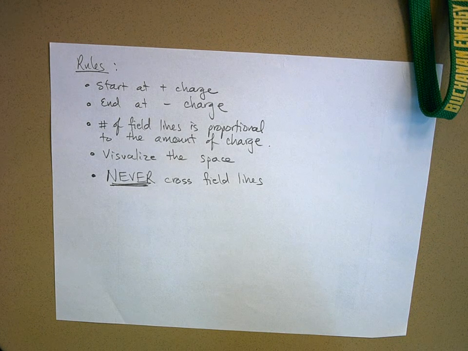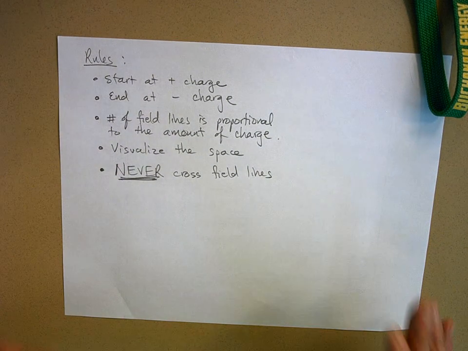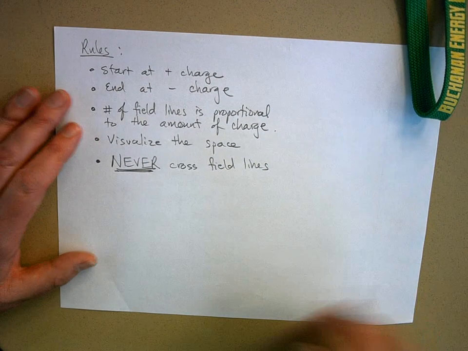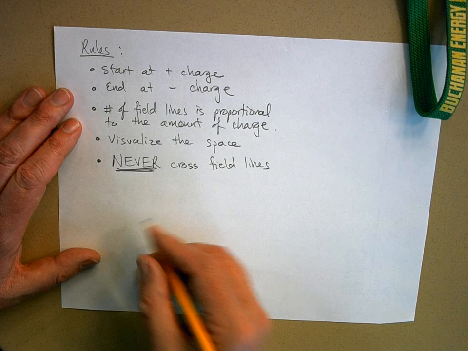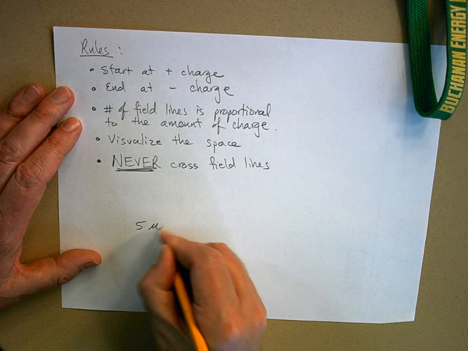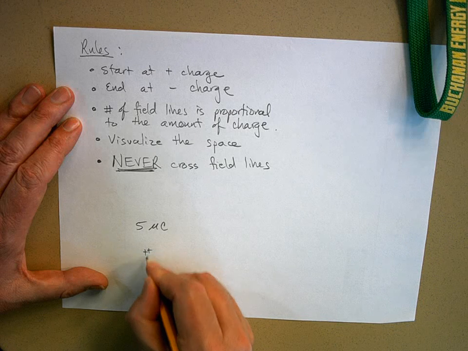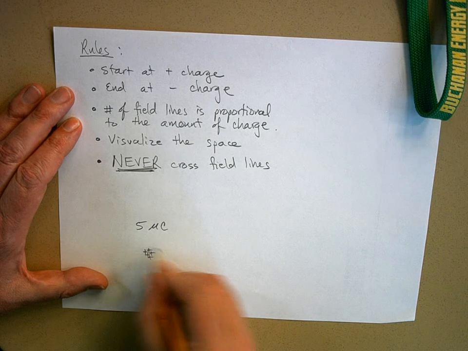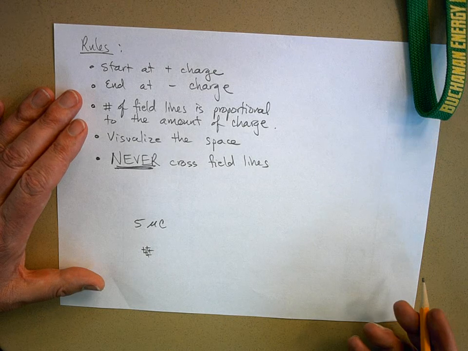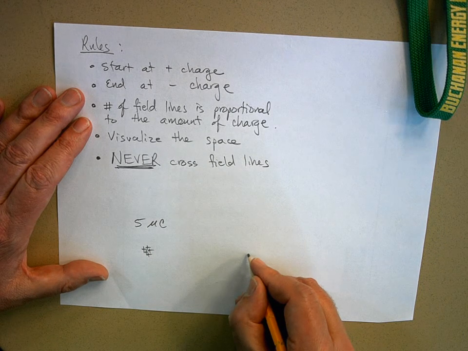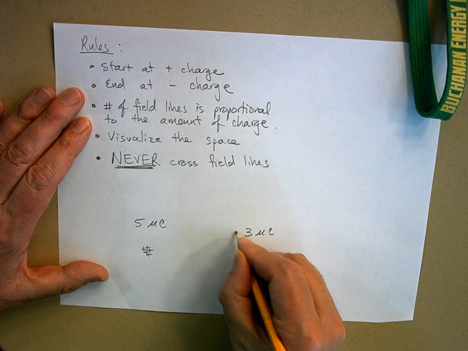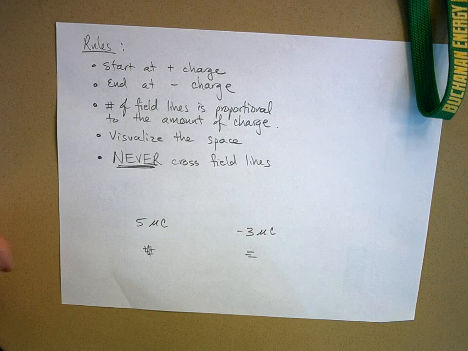So let me show you just some real quick examples. I'm running out of time, so I got to do this quick. What if I have 5 microcoulombs of positive charge here. 1, 2, 3, 4, 5. And you don't have to draw 5 pluses for 5 microcoulombs. It's totally arbitrary. And let's suppose over here, I've got 1, 2, 3 microcoulombs of negative charge. What's the field going to look like?